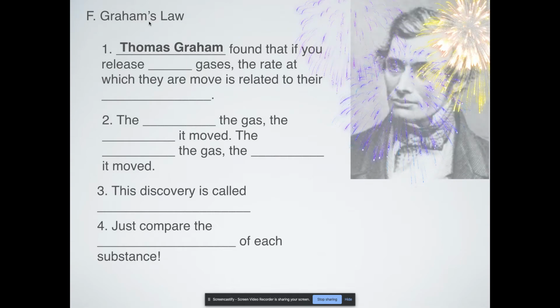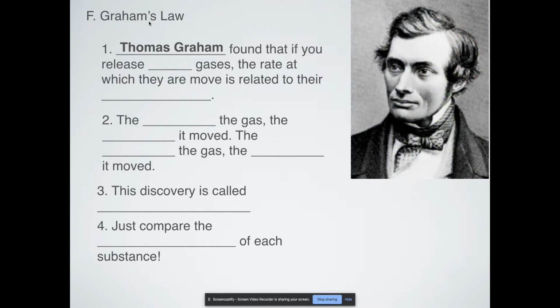All right, so we're going to start with Thomas Graham, who discovered Graham's Law. He discovered that if you release two gases, the rate at which they move is directly related to their molar masses. So in other words, the way you can qualitatively describe this is that the heavier the gas, the slower the gas is going to move. And if you have a lighter gas, that means that it's going to be moving faster.